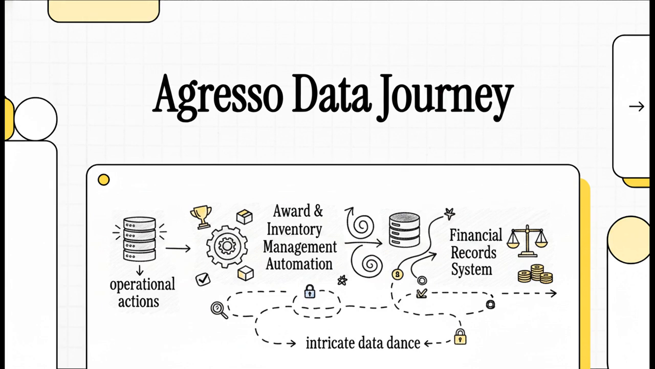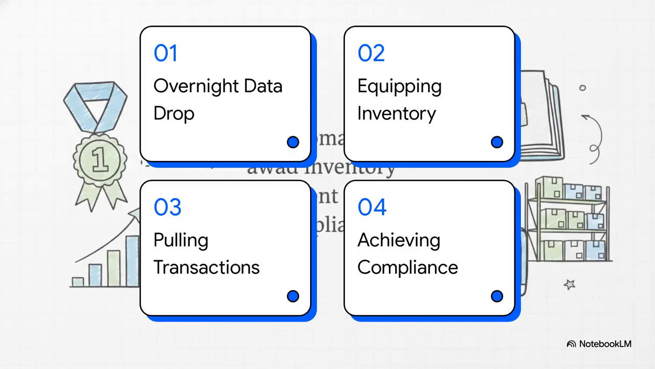Okay, let's dive into this and make sense of how these systems work together to do all the heavy lifting for us. So here's our roadmap for today. We've got 4 distinct chronological phases. 1. The overnight data drop. 2. Equipping inventory management. 3. Pulling transactions back. And 4. Achieving SORP compliance. I promise you a really clear, painless tour of this whole new system workflow from start to finish.